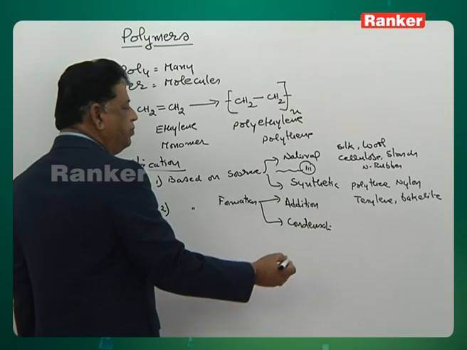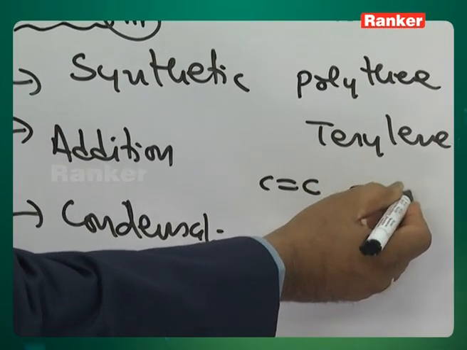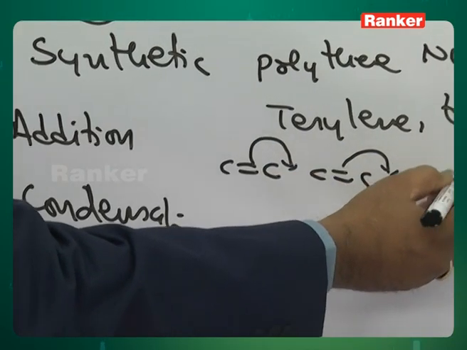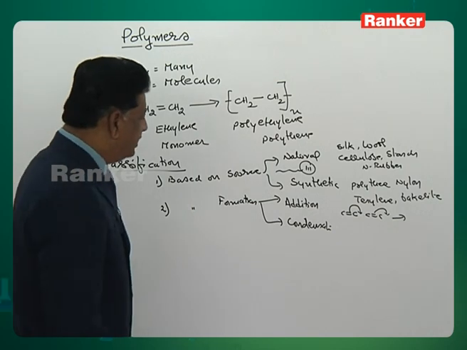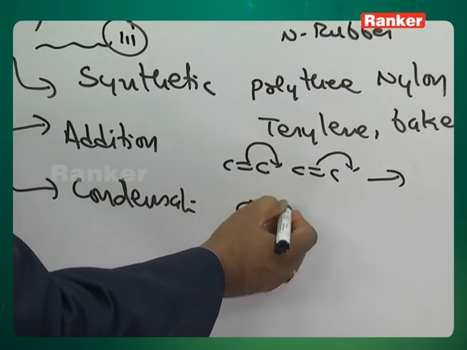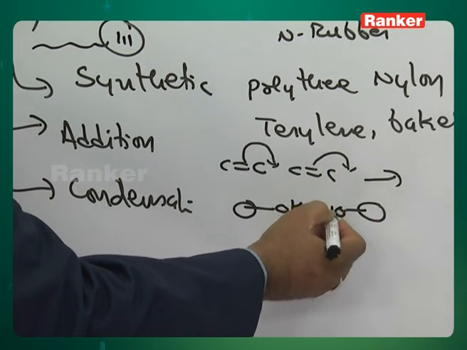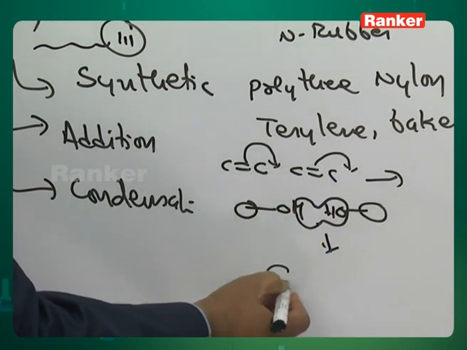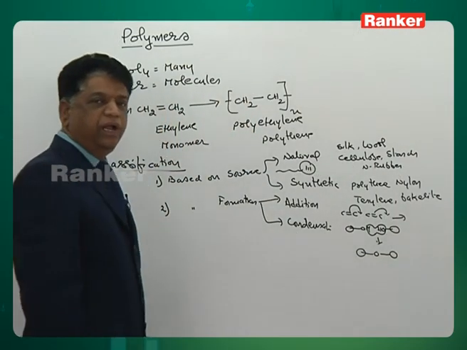In the addition polymers, if a double bond is added to another double bond, so this double bond comes here, and so on, a polymer is formed. Polythene formation is an example of addition polymers. In condensation, a compound will have an OH, and another compound also has an OH. From these two OHs, one water molecule is dropped, and the two molecules are joined with an ether bond, ester bond, amide bond, and so on.